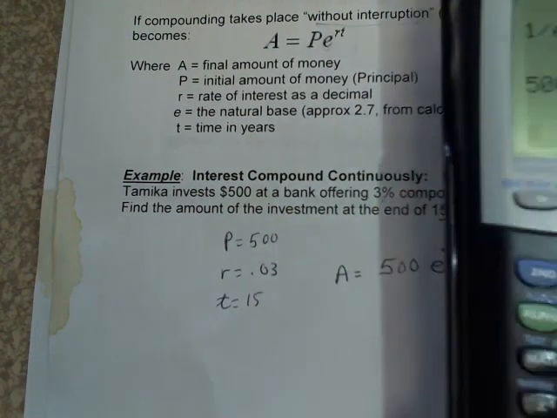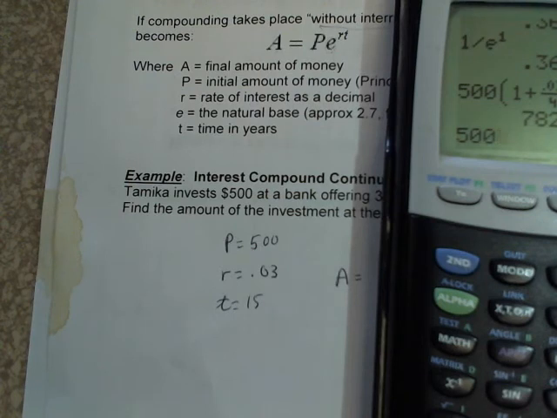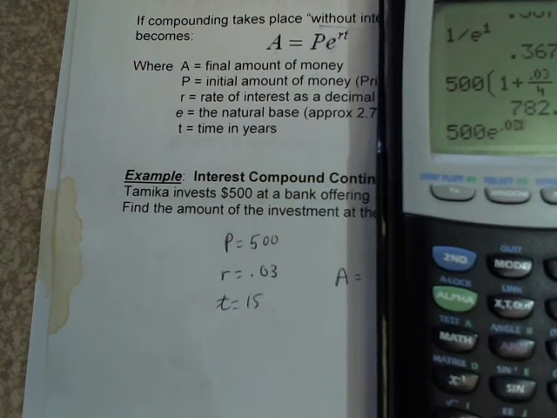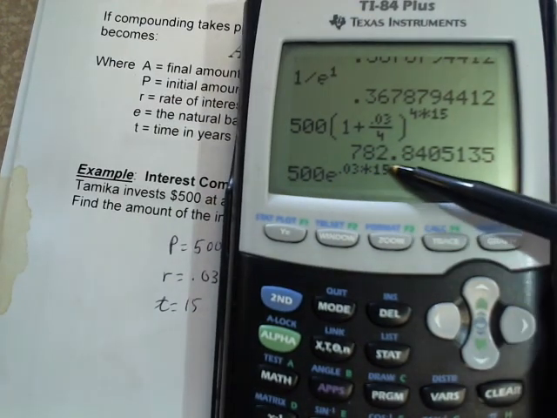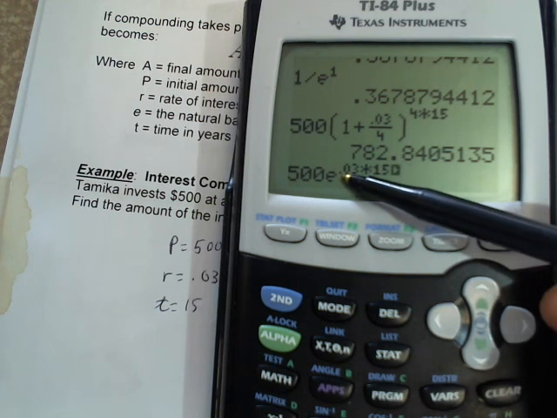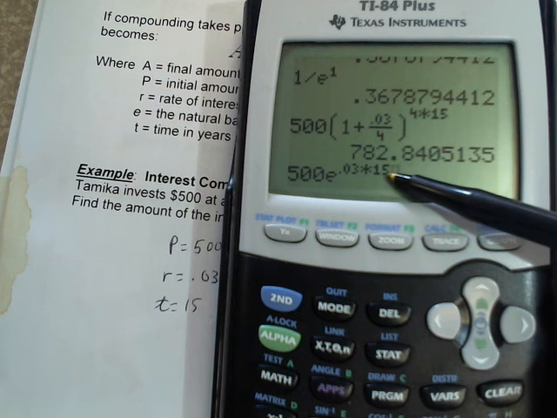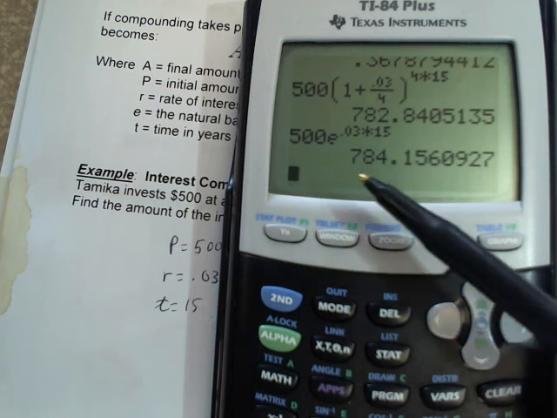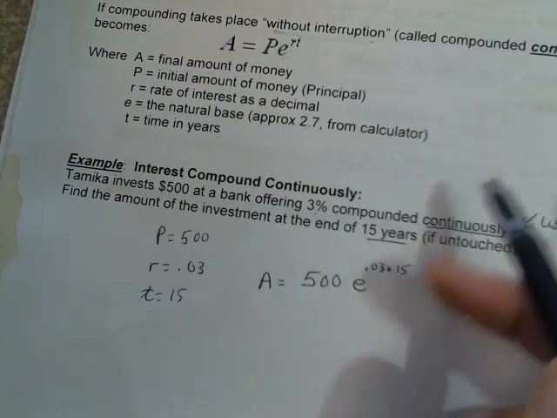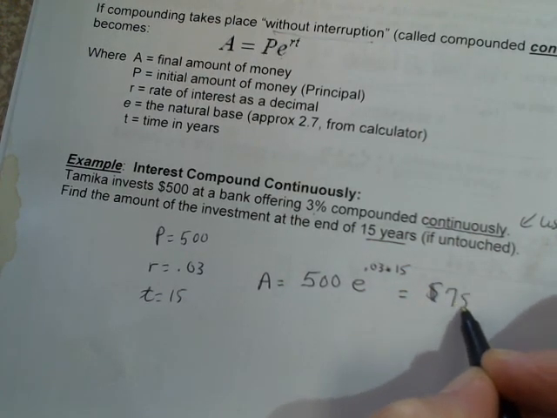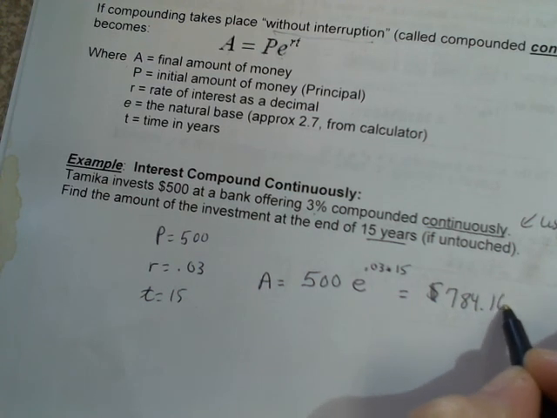So again, this is a calculator question, and let's see if Tamika has more money. So 500, second ln, e to the 0.03 times 15. And again, if you don't have a calculator that will have the exponent go up in this kind of position, you have to open up parentheses before the 0.03 and close it up after the 15. So Tamika will have a little bit more money if it's compounded continuously. It looks like she'll have a little bit more than $1 more. So she will have $784.16, rounded.